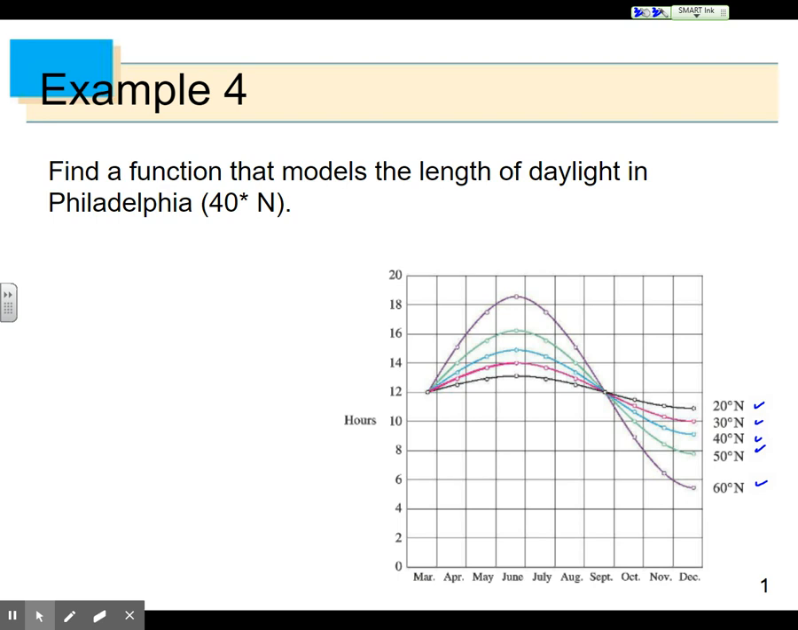20 degrees latitude. I won't even edit that out. I'll let you laugh at me a little bit. Just don't tell your social studies teacher.